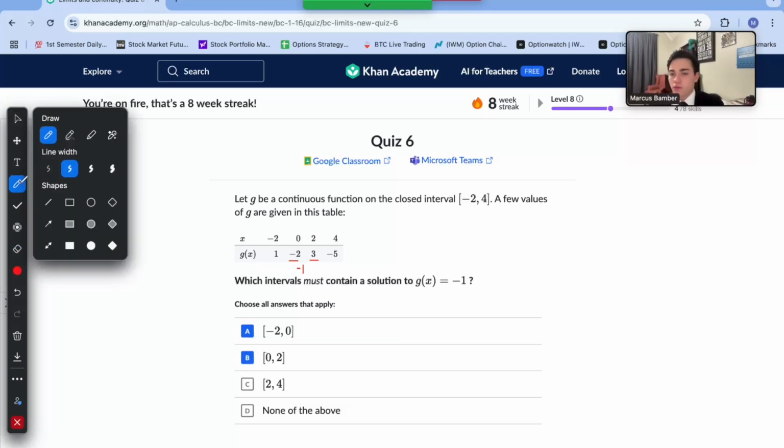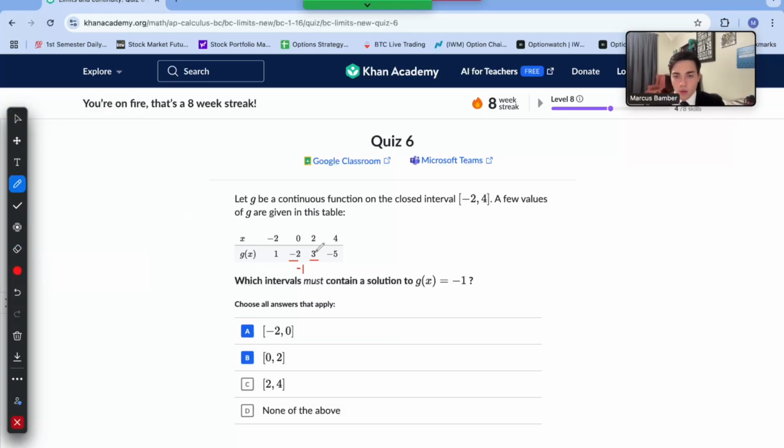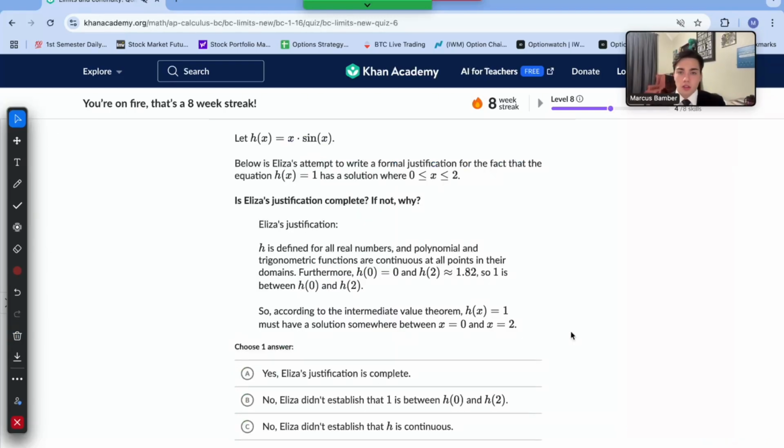Now let's test the last one, from 2 to 4. The y value for 2 is 3. The y value for 4 is -5. And we know that to go from 3 to -5, we have to pass -1 at some point. -1 is indeed between those two values. So that means all three of these must contain a solution where g(x) is equal to -1. Let's move on to this next question.